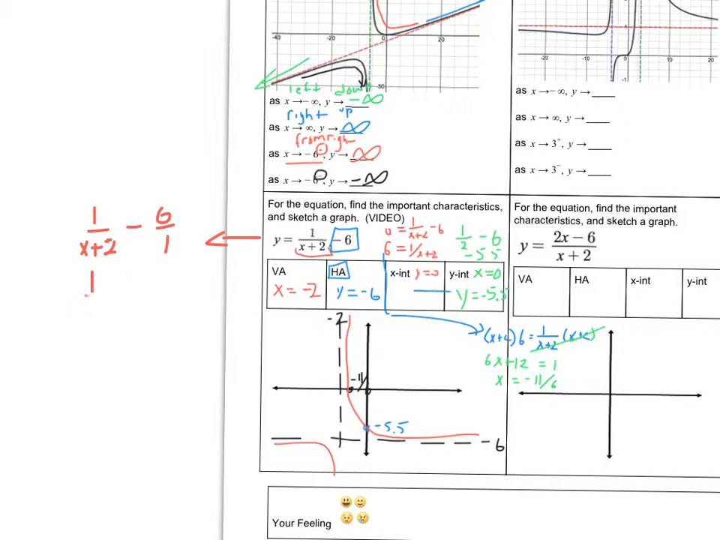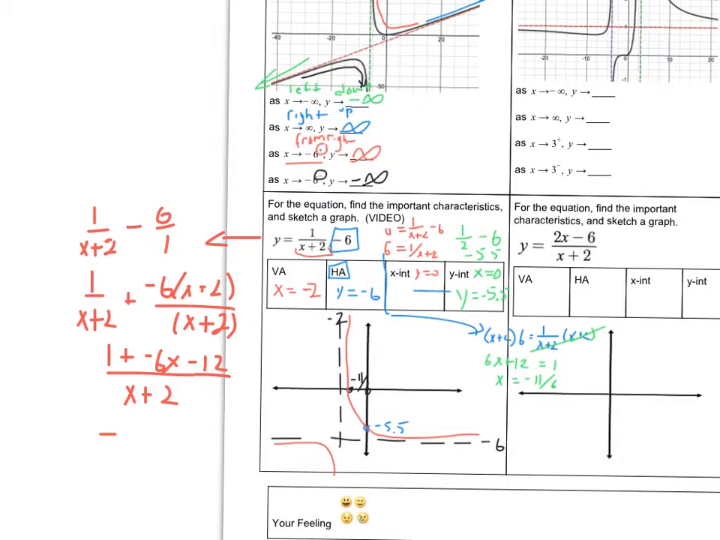And to get common denominators, which are going to be x plus 2, I'm going to do this as negative 6 times x plus 2, and in the bottom, x plus 2 as well. This is just finding common denominators for this. That would give us on the bottom x plus 2, and on the top we'd have 1 plus negative 6x minus 12, which is going to turn into negative 6x minus 11 over x plus 2. And that's a rational function we're better at graphing than the ones that look like this.